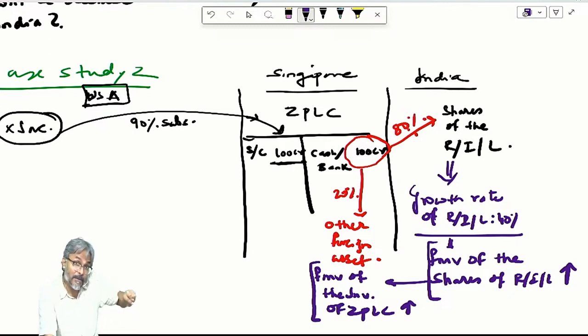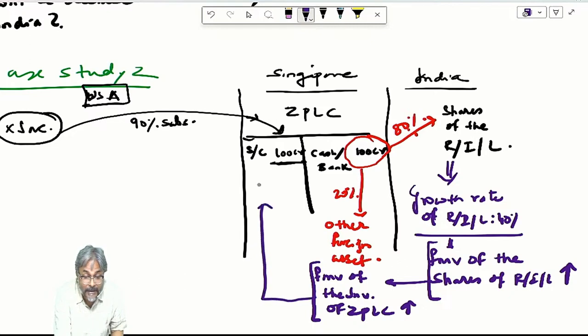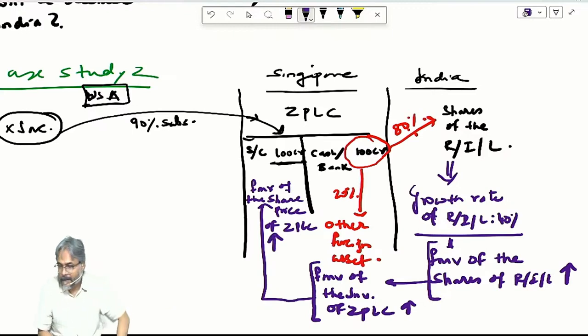Don't you think that even now, if the fair market value of my asset increases, it will have an impact on the fair market value of my share price in the market? So what happens because of this? In this case, the fair market value of the share price of ZPLC will also increase. What I've written, the fair market value of the share price of ZPLC, will that increase or not? And the answer is yes, it will increase.